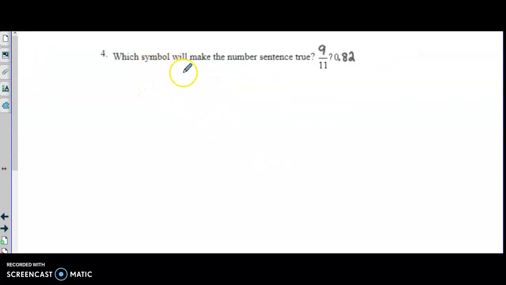Which symbol will make the number sentence true? All right, so we're comparing 9 over 11 to 0.82. Again, I like to convert everything to decimals. I can deal with decimals easier than I can fractions. I am speaking crazy today.